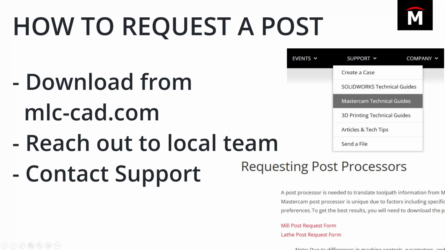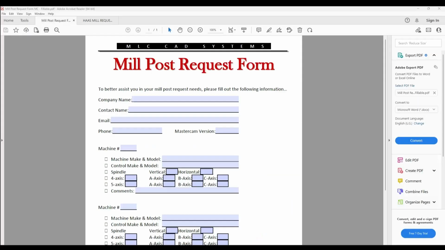Now you can go to MLC's website at mlc-cad.com, and then under the support tab you'll look under the Mastercam technical guides, and over on the left hand column you'll see a menu with some options on requesting a post, and you can find in there a mill post request form or a lathe post request form. You can also reach out to your local sales rep and or to the local AE in your area, and he can provide you with these forms as well.